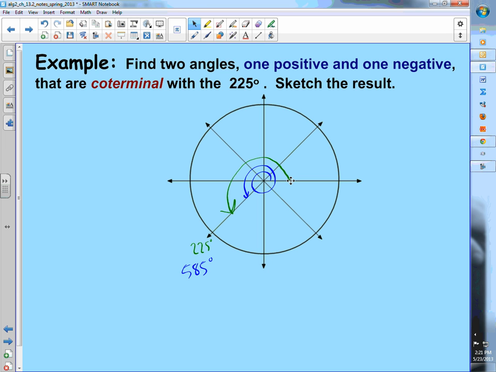What do you think? Look at the question. Tell me what you should be doing the question in. Degrees, because it's talking about 225 degrees. So you need a coterminal, 585 degrees. Ben, how about a negative one? So, 225, yeah, I was hoping you would have already done it. Negative 135. Negative 135 degrees, and that angle when we draw it looks like that.